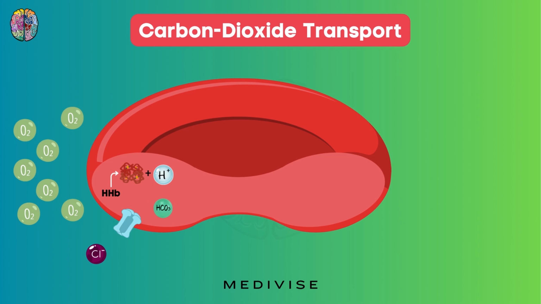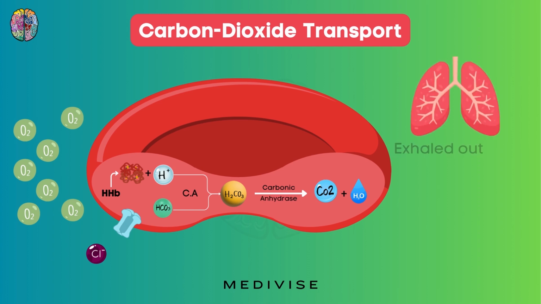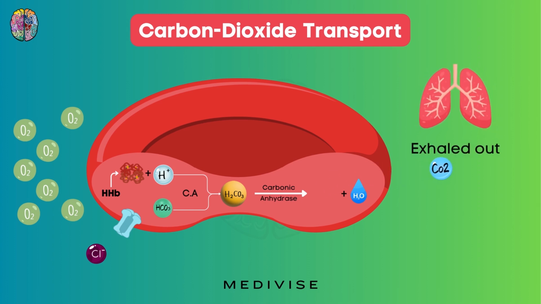Now these H+ ions and the bicarbonate, with the help of carbonic anhydrase, will form carbonic acid. This carbonic acid will break down to form carbon dioxide and water. Now during exhalation, this carbon dioxide that is formed will be exhaled out. This is a major mechanism of the transport of carbon dioxide.